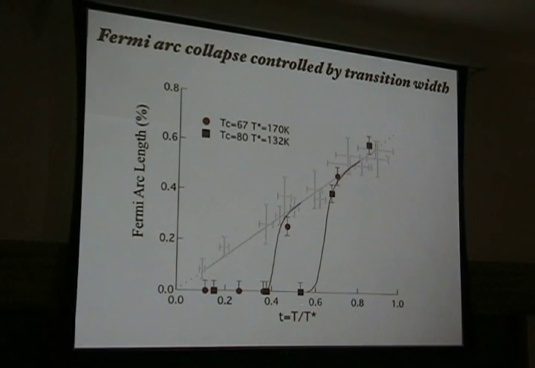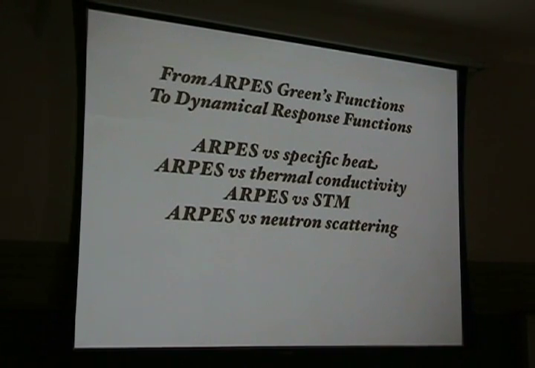Now, remember, this is T over T star, so it's not the usual graph that you see for resistivity. But you can see that this phenomenon is because superconductivity somehow destroys the arc. It creates phase coherence, phase stiffness. So immediately you have a D wave superconductor. Okay, so that's the story of the pseudogap.